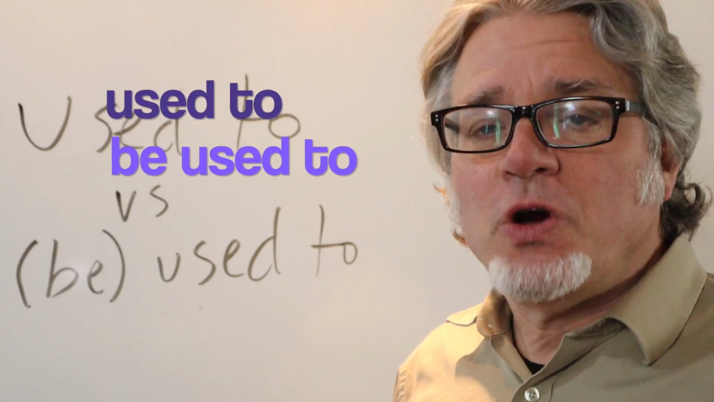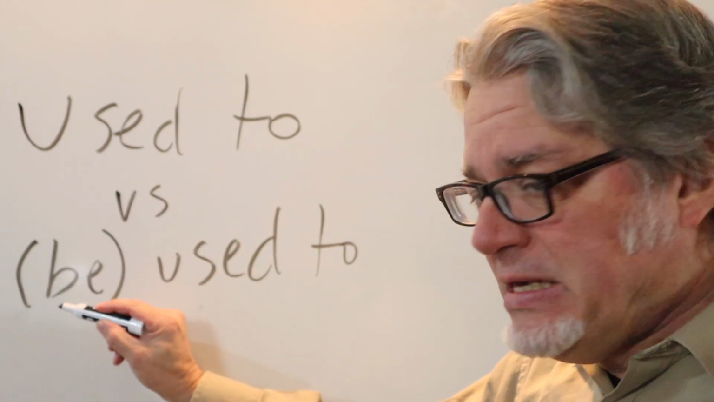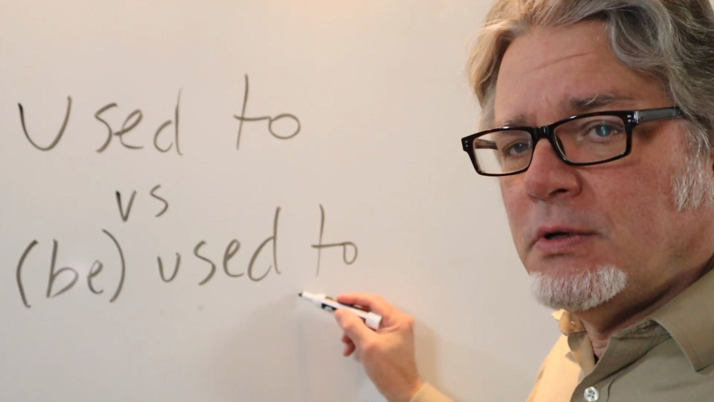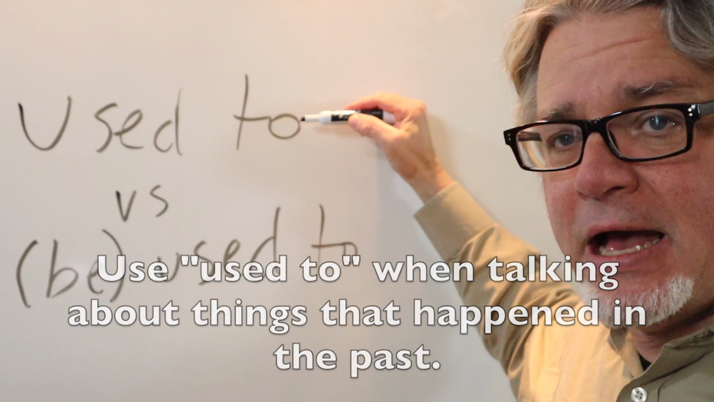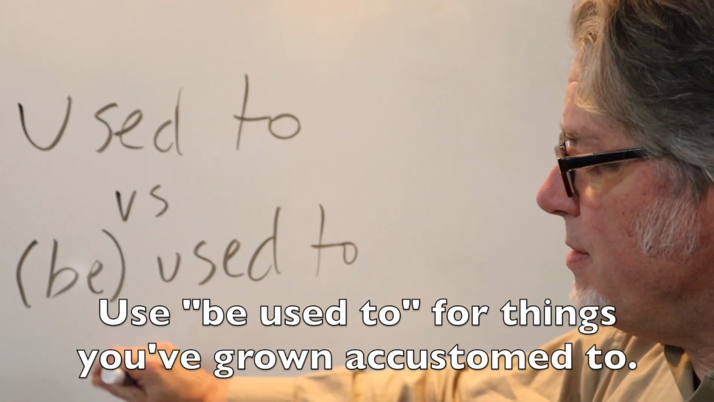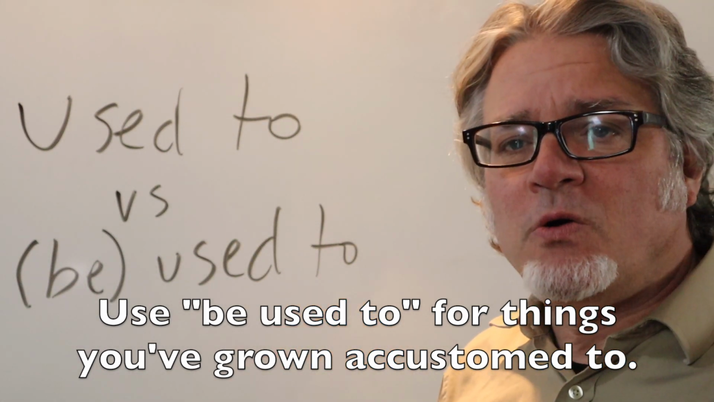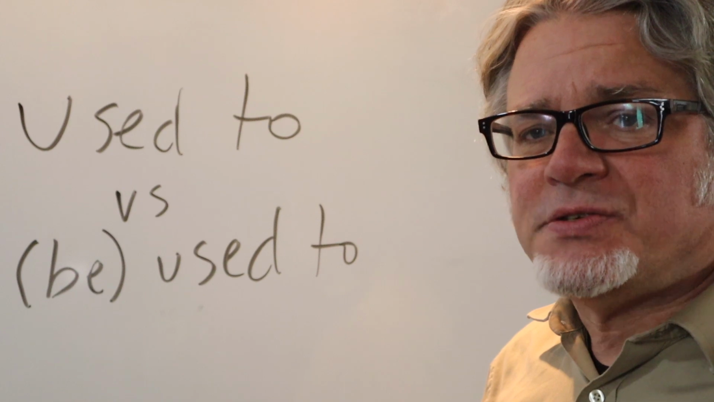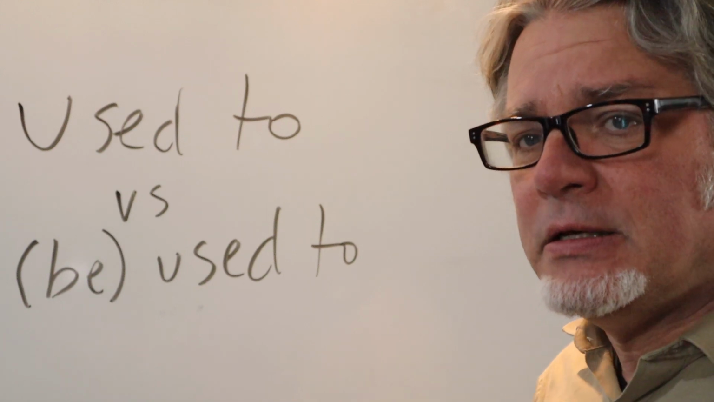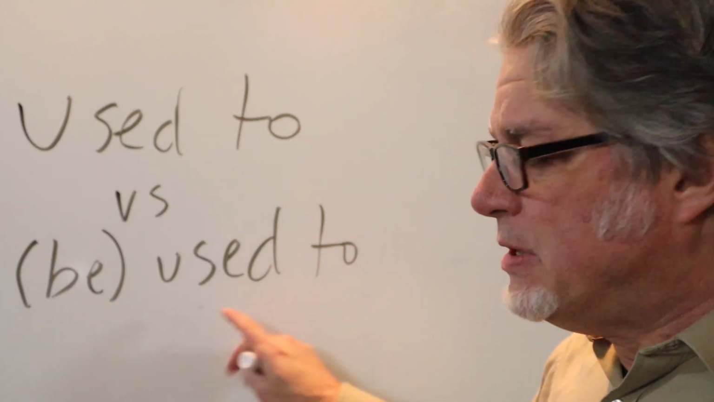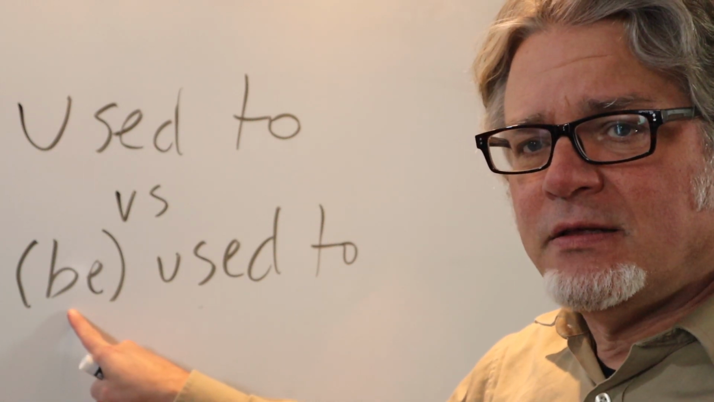In this video, I'll show you the differences between used to and be used to. Use used to when talking about things that happened in the past. Use be used to for things that you've grown accustomed to, things that you do every day, whether you like them or not. Notice that this changes depending on the subject and the verb tense.